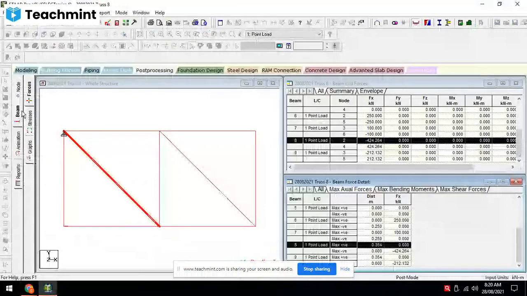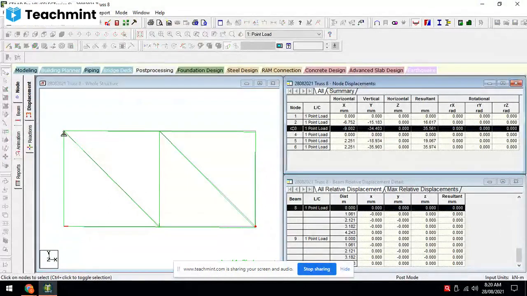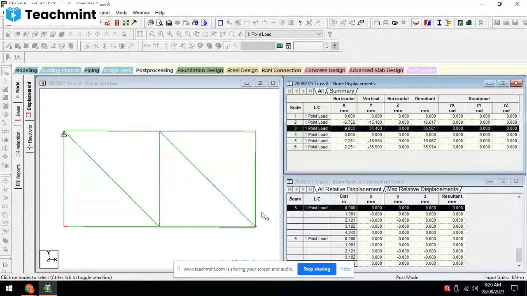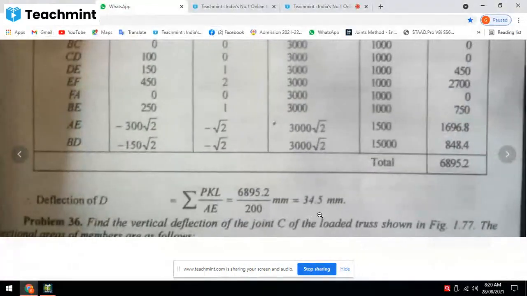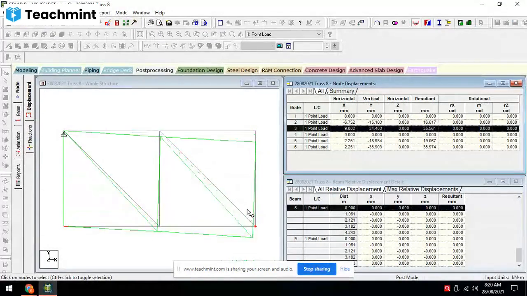We'll see that displacement. Whether it is matching, vertical deflection 34.40. Is it visible? Black strip at the top right side window. So node 3, 34.40, 34.5. Is it a match, yes or no? Yes, sir. Right.